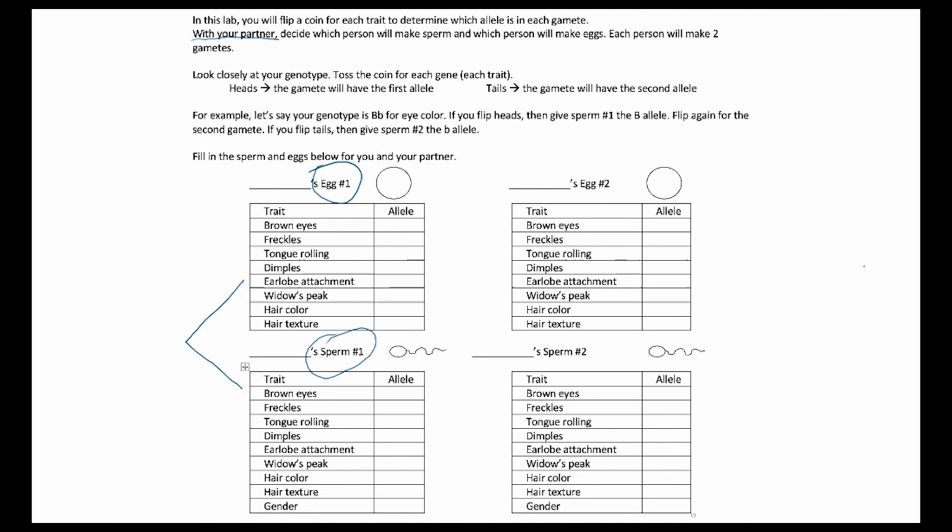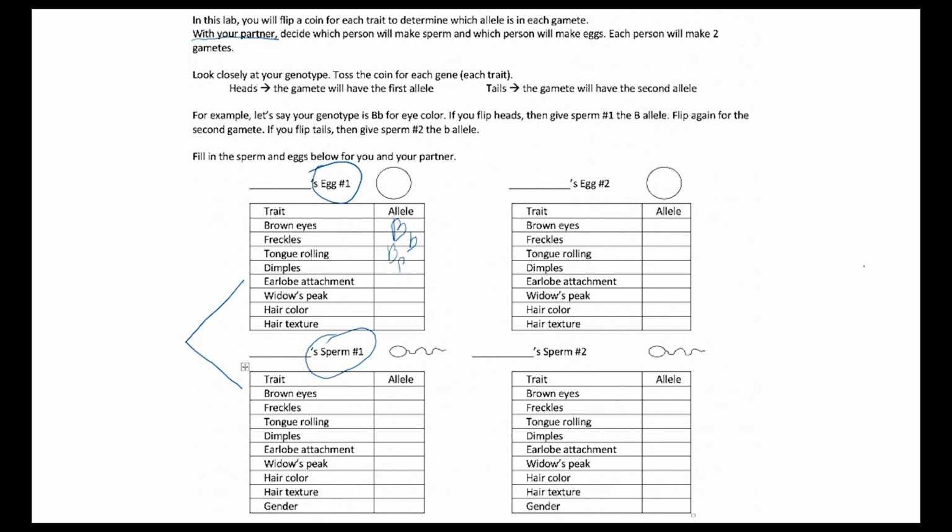So for example, I flip the coin, and it ends up as heads. So for brown eyes, my first one is going to be a big B. Then I'm going to flip the coin again. Oh, this one ends up tails. So for freckles, I'm going to have a little b. Flip the coin again. Tongue rolling. Oh, heads. So it's going to be a big B. Dimples, I flip the coin again. Oh, it's heads. So it's going to be a big B. And you can do that for every single one on egg one.